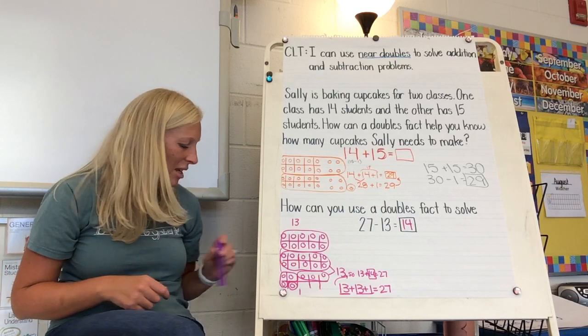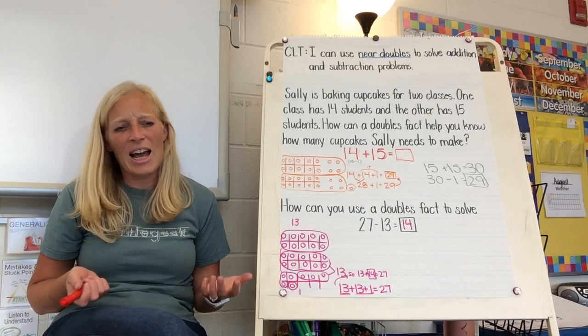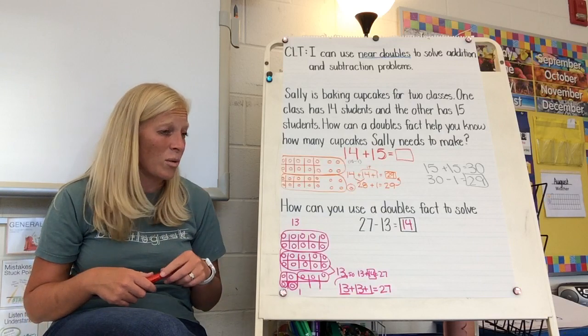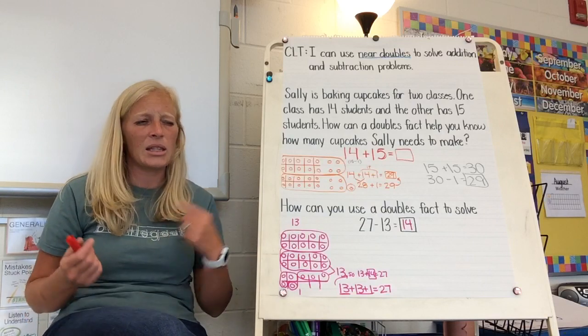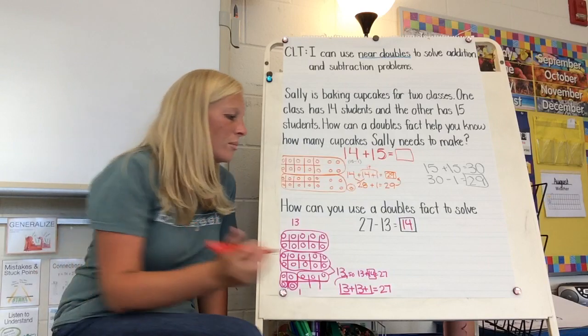Got another way I want you to see, and I want you to see if you can figure out what this person did. Friends, when we take time to think about what somebody else did, it helps us get a better idea of another strategy we can use, and also helps us think in a different way that we might not have thought before.